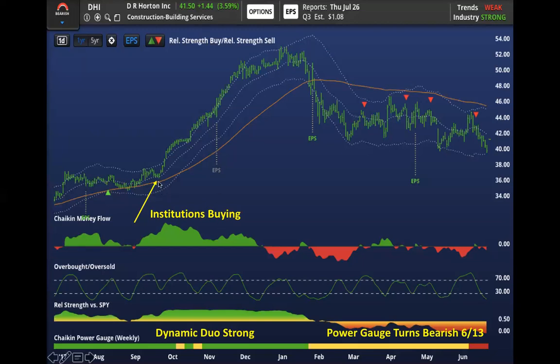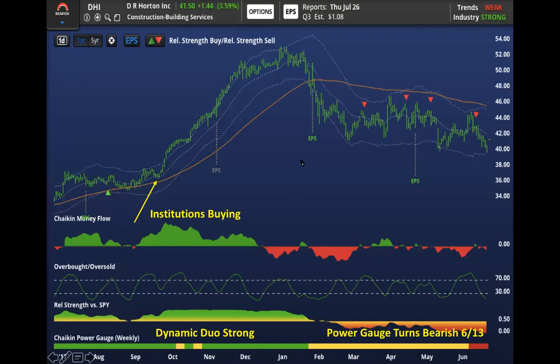So let me tell you why. So pretend you're looking over my shoulder. Reading the chart from the bottom up, power gauge was bullish. DHI was outperforming the market. So you had a bullish dynamic duo, and the institutions were heavy buyers. There had been a relative strength buy signal back here in August. When it pulled back to the 21-day average, I made it my bullish stock of the week. And it went almost straight up with money flow staying strong all the way to 50.5.